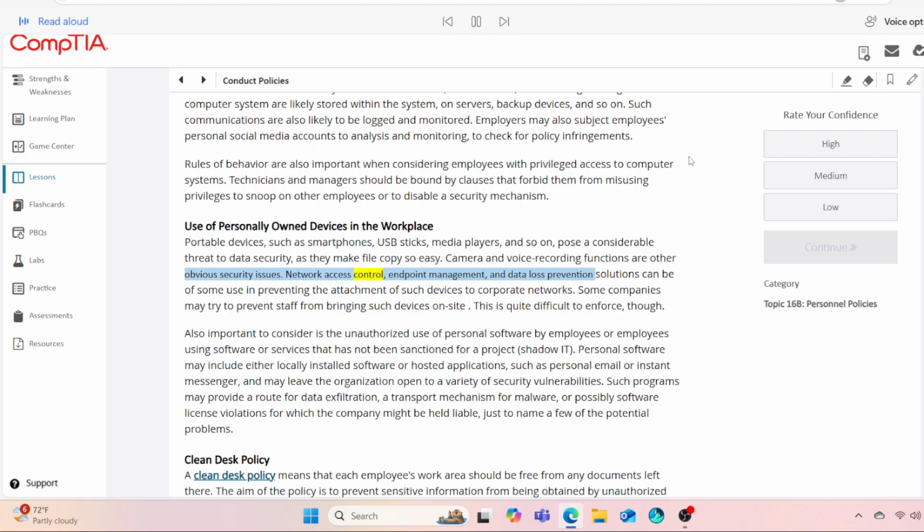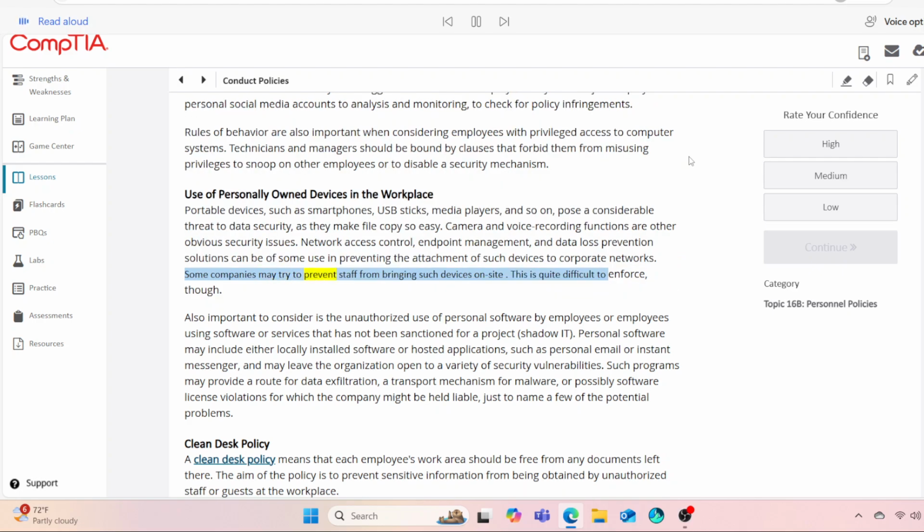Network access control, endpoint management, and data loss prevention solutions can be of some use in preventing the attachment of such devices to corporate networks. Some companies may try to prevent staff from bringing such devices on site. This is quite difficult to enforce, though.